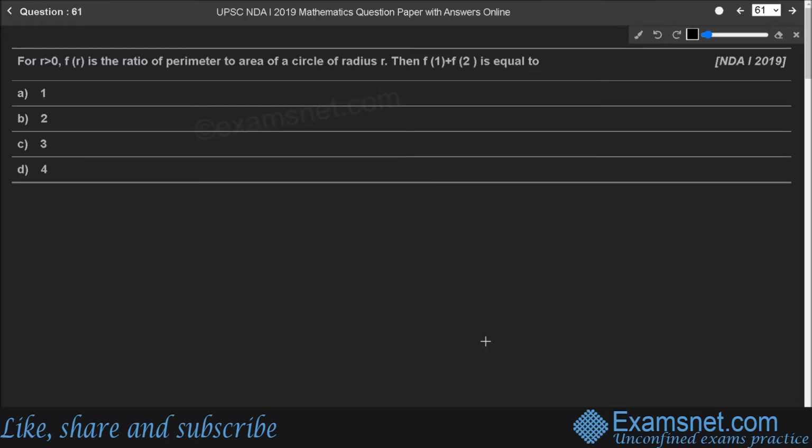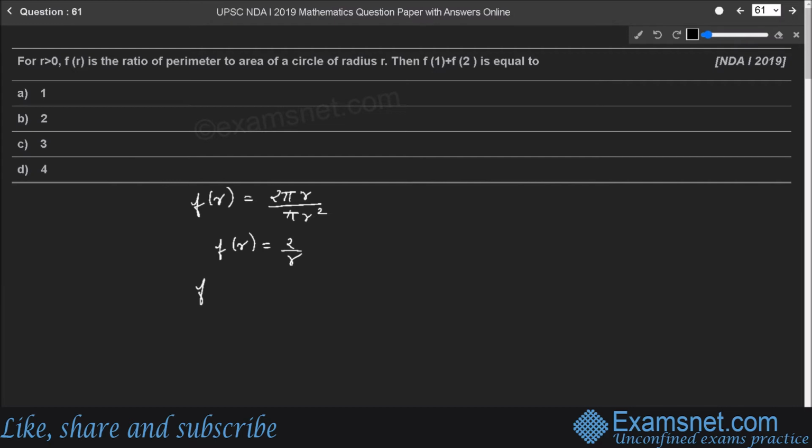Next question is, for r is greater than 0, f of r is the ratio of perimeter to area of a circle of radius r, then f of 1 plus f of 2 is equal to. We have to find the value for f of 1 plus f of 2. It is given that f of r is the ratio of perimeter to the area of a circle of radius r. It means that f of r is equals to 2 pi r upon pi r square. It means that f of r is equals to 2 upon r.